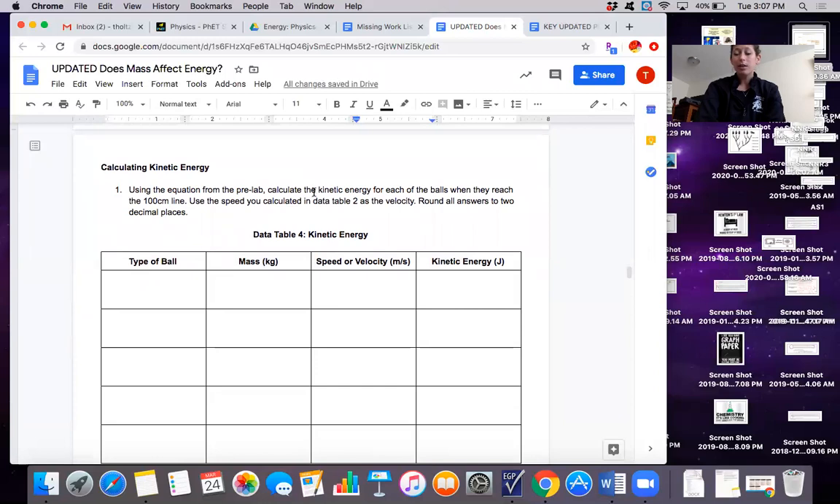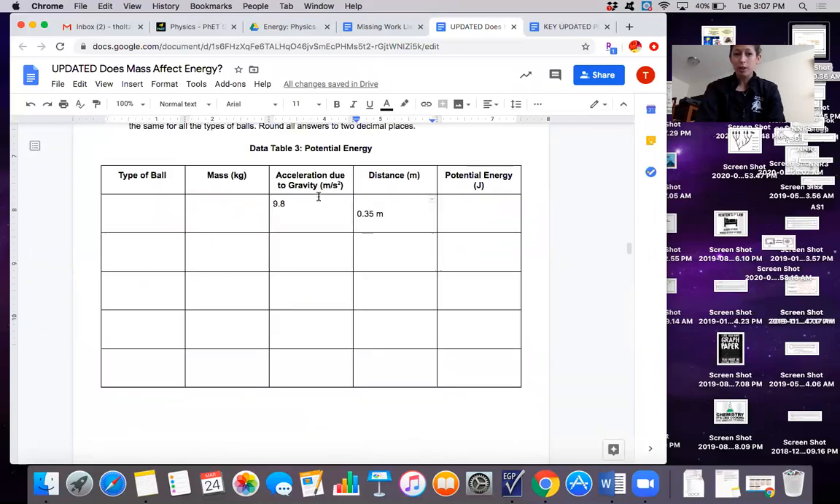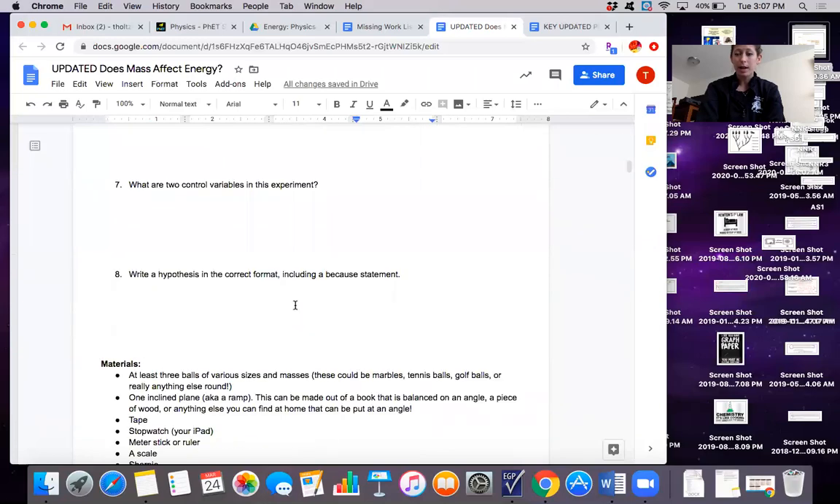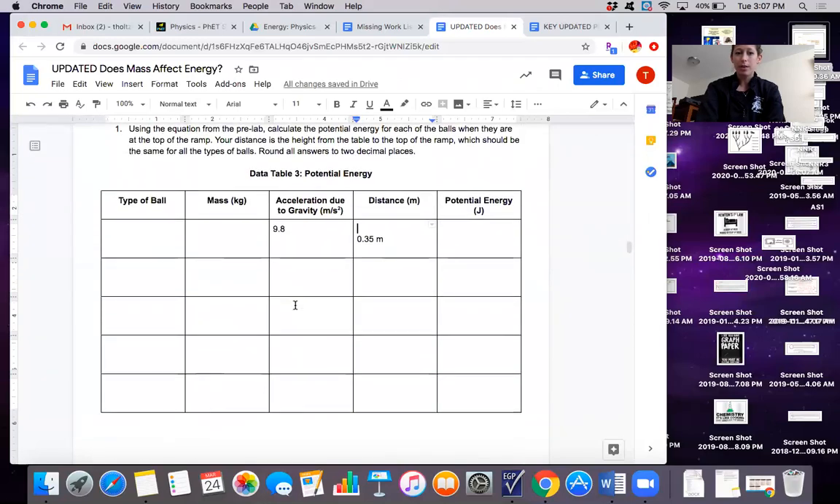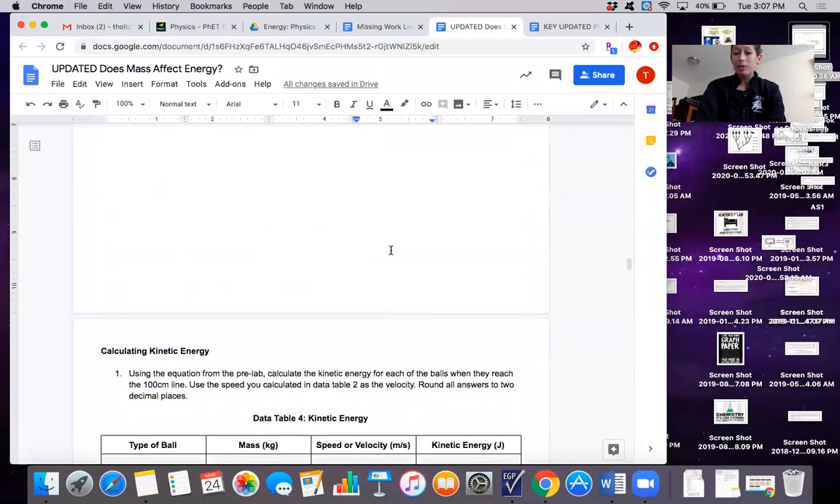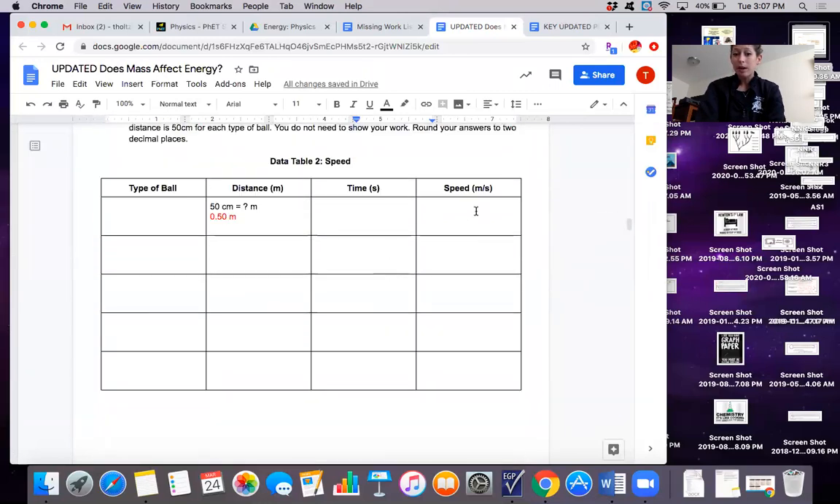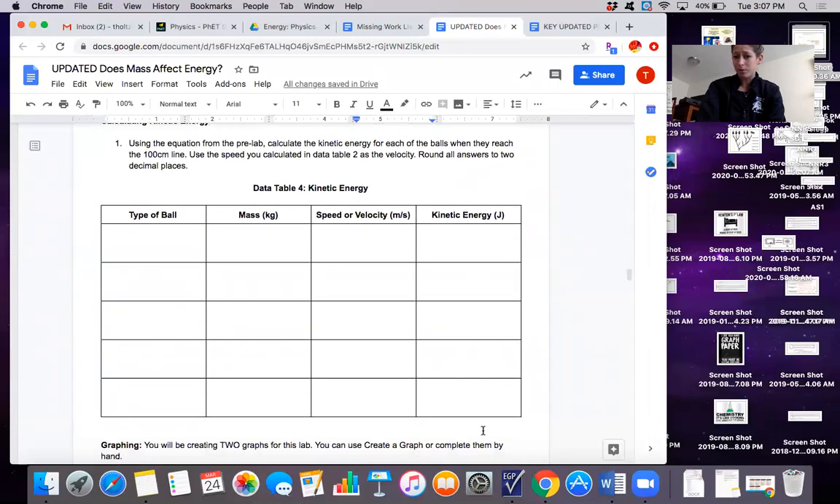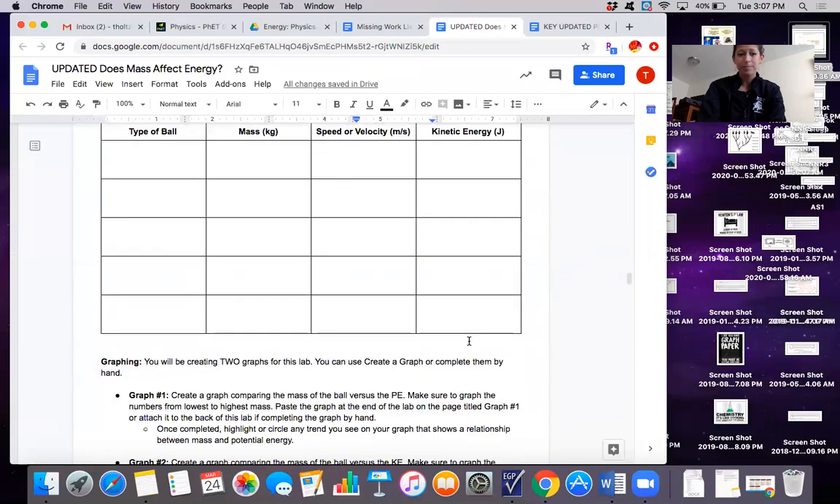Next, we need to calculate kinetic energy. That's pre-lab question 3, right? Using this equation for kinetic energy, we need to do a calculation. So once again, we already have the same 5 masses. We're just copying and pasting. The speed, we already have, right? Because you calculated speed right here. So you're going to copy and paste those, and you're going to plug in those numbers to find kinetic energy.